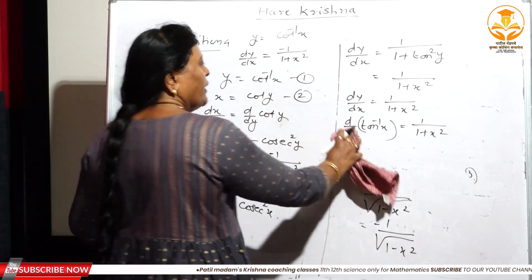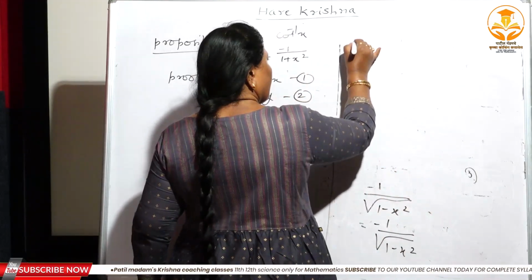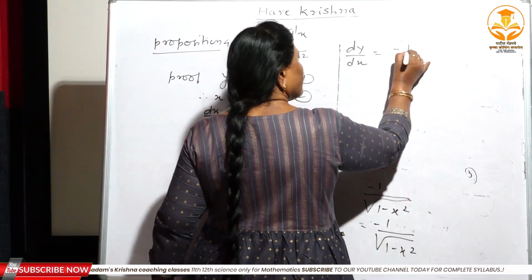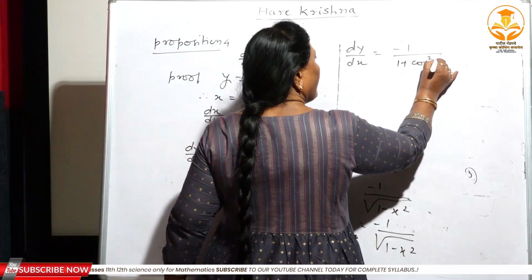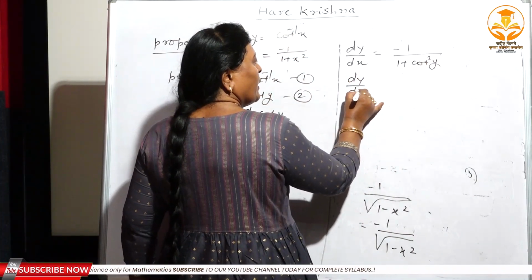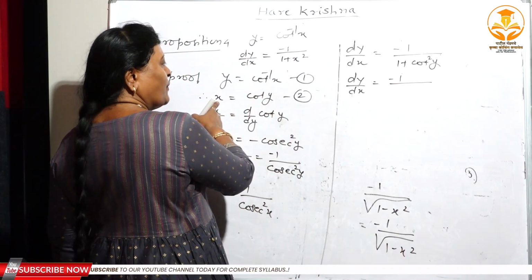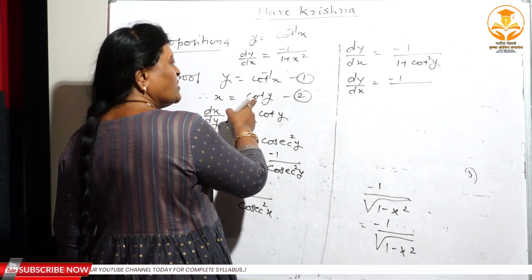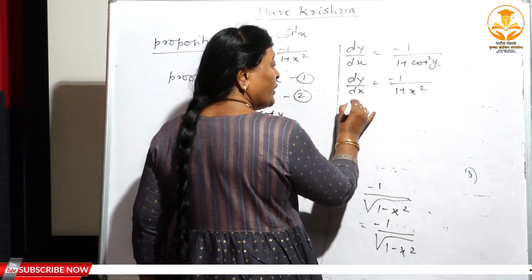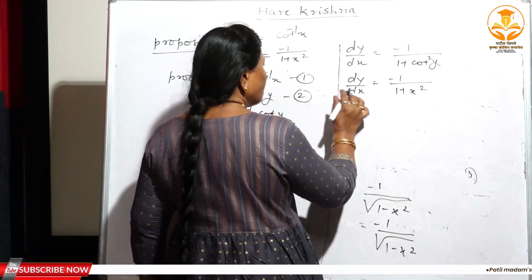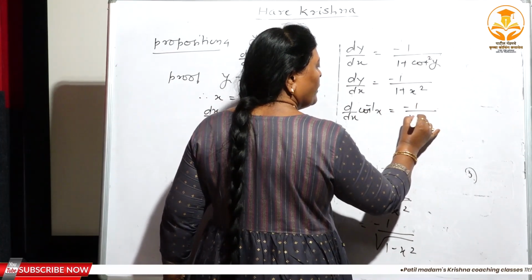Again, we know the identity: 1 plus cot square y is equal to cosec square y. See here, dy by dx is equal to minus 1, and cosec square y is nothing but 1 plus cot square y. Dy by dx is equal to minus 1 upon, what is cot y? The value of cot y is equal to x. Therefore, from the second, you can substitute cot y equal to x, 1 plus x square. Therefore, you have got d/dx of y, cot inverse of x, is nothing but minus 1 upon 1 plus x square.